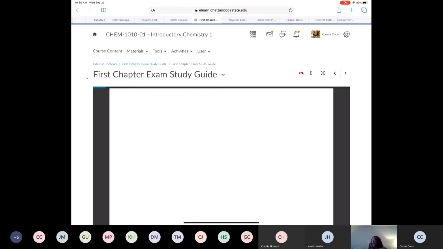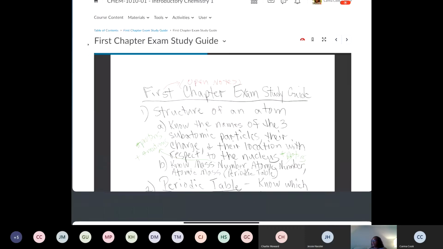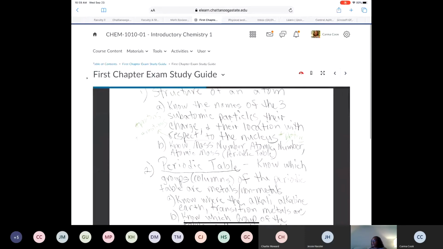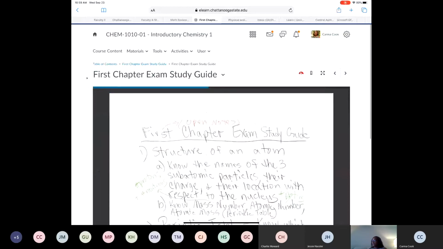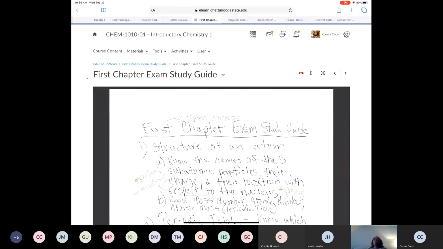And if you go to the news item on the home page and just click on that link, then the study guide will appear. And so this little study guide just lets you know what topics, concepts, and types of calculations you should focus on in your study.